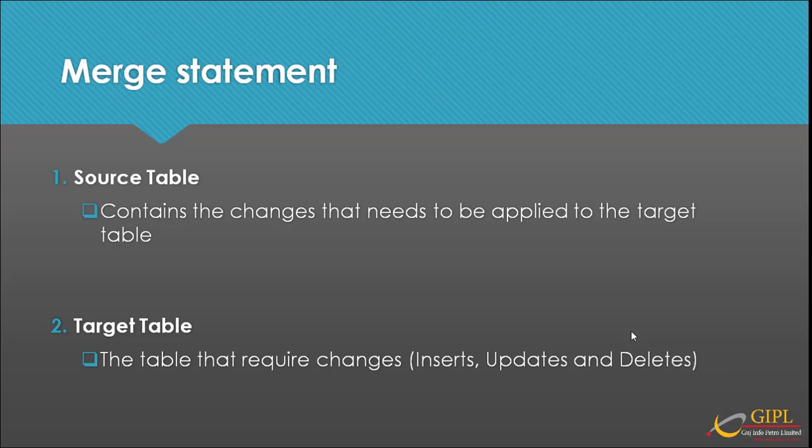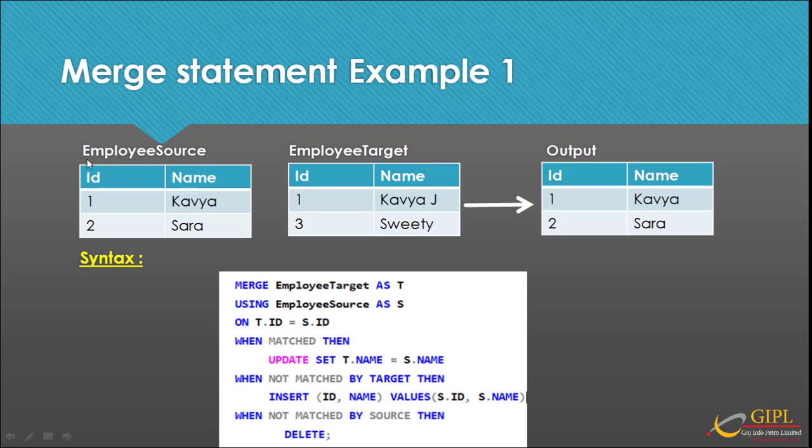Let's look at an example now for better understanding. Here we have got the employee source and employee target tables. The employee target table is the table on which we will perform insert, update and delete in one statement. We will be using the ID column in both the tables to join them. Now, when the rows match between the tables, we want to perform an update on the target table. If you look at the data we have in both the tables, we have records with ID 1. So those rows match, and we want to perform an update. So Kavya J will be updated to Kavya.